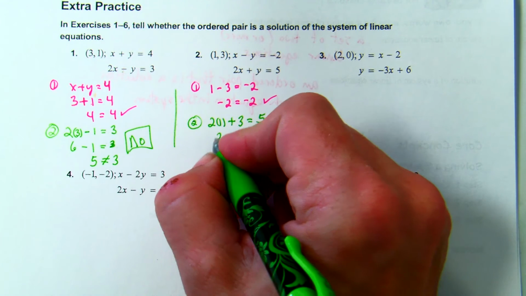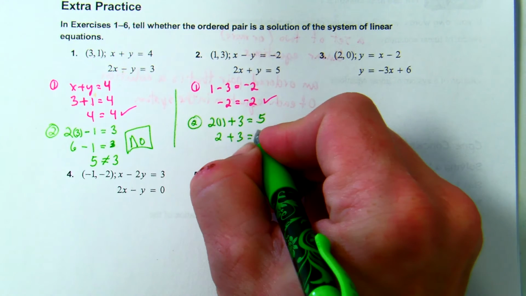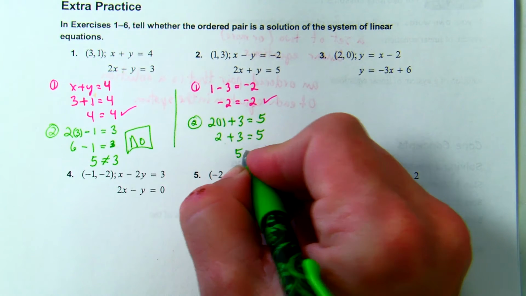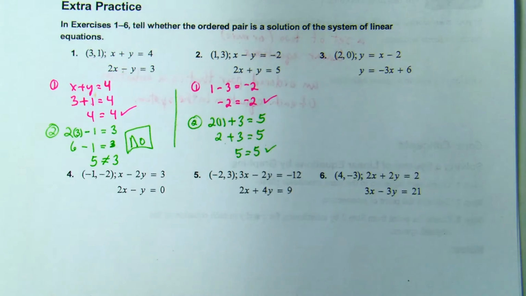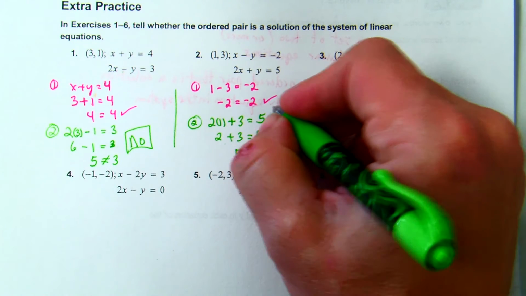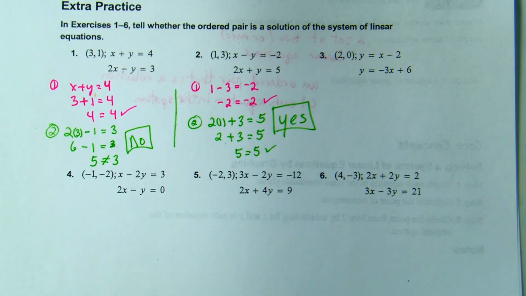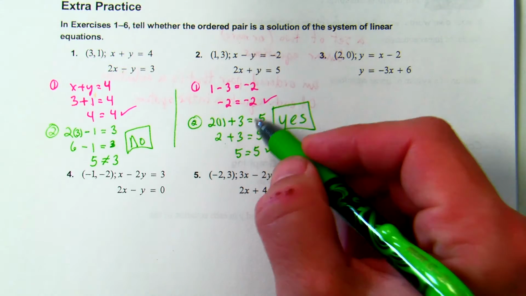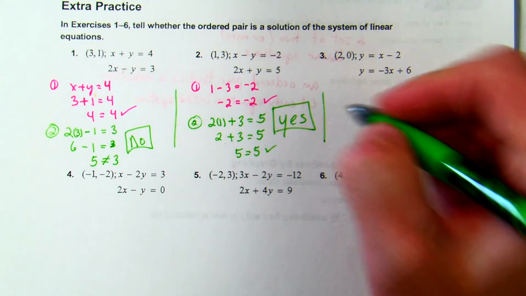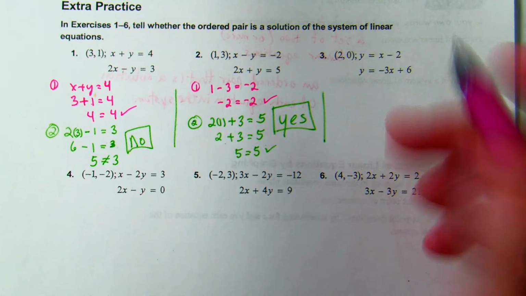2 times 1 is 2, plus 3 is supposed to equal 5. 2 plus 3 is 5. So 5 does equal 5. This is going to be a yes. Okay, that is a solution to this set, because it makes both of them true. Okay, moving on to the next one.